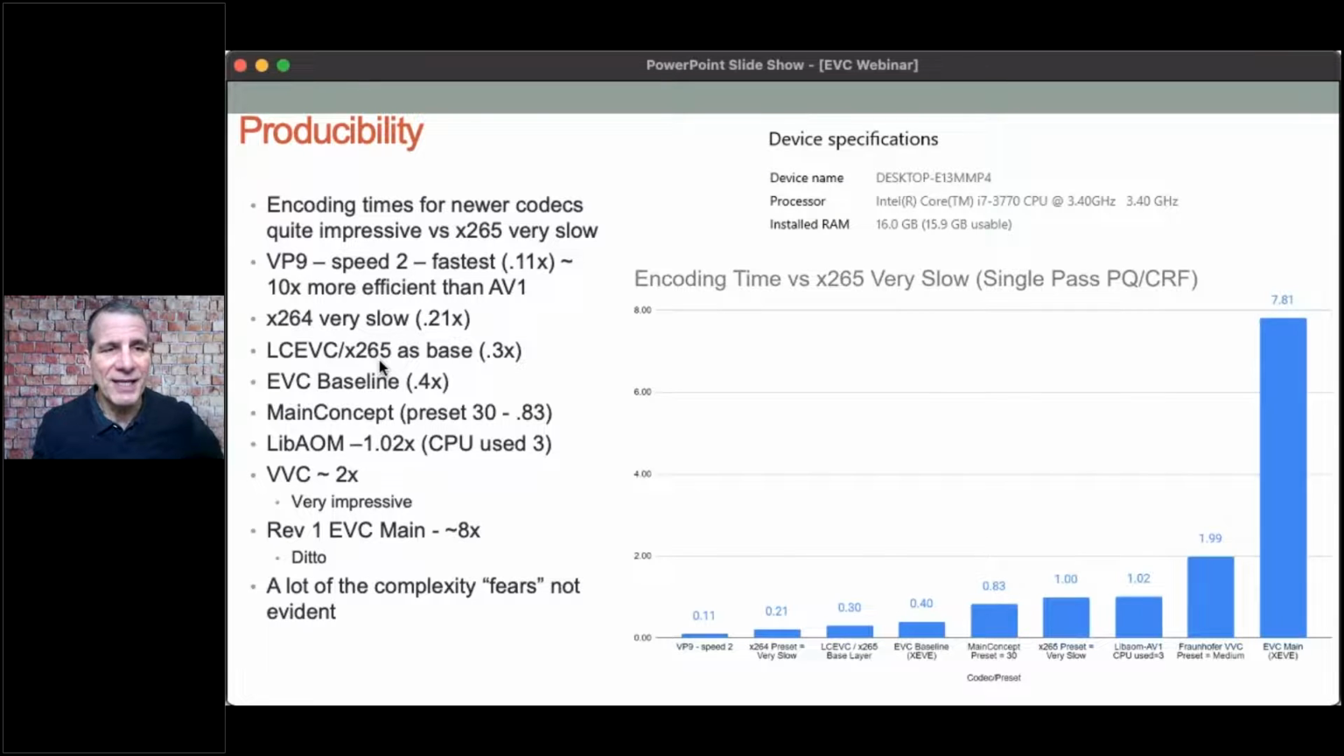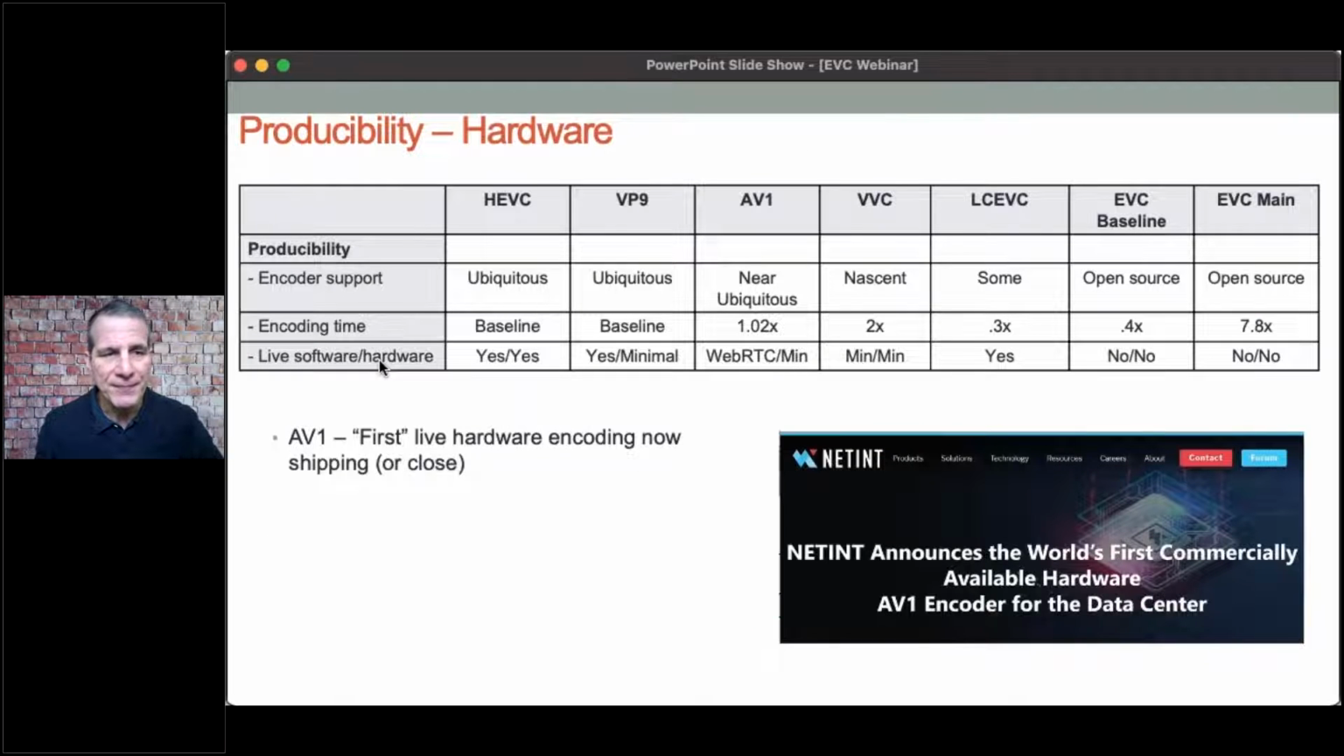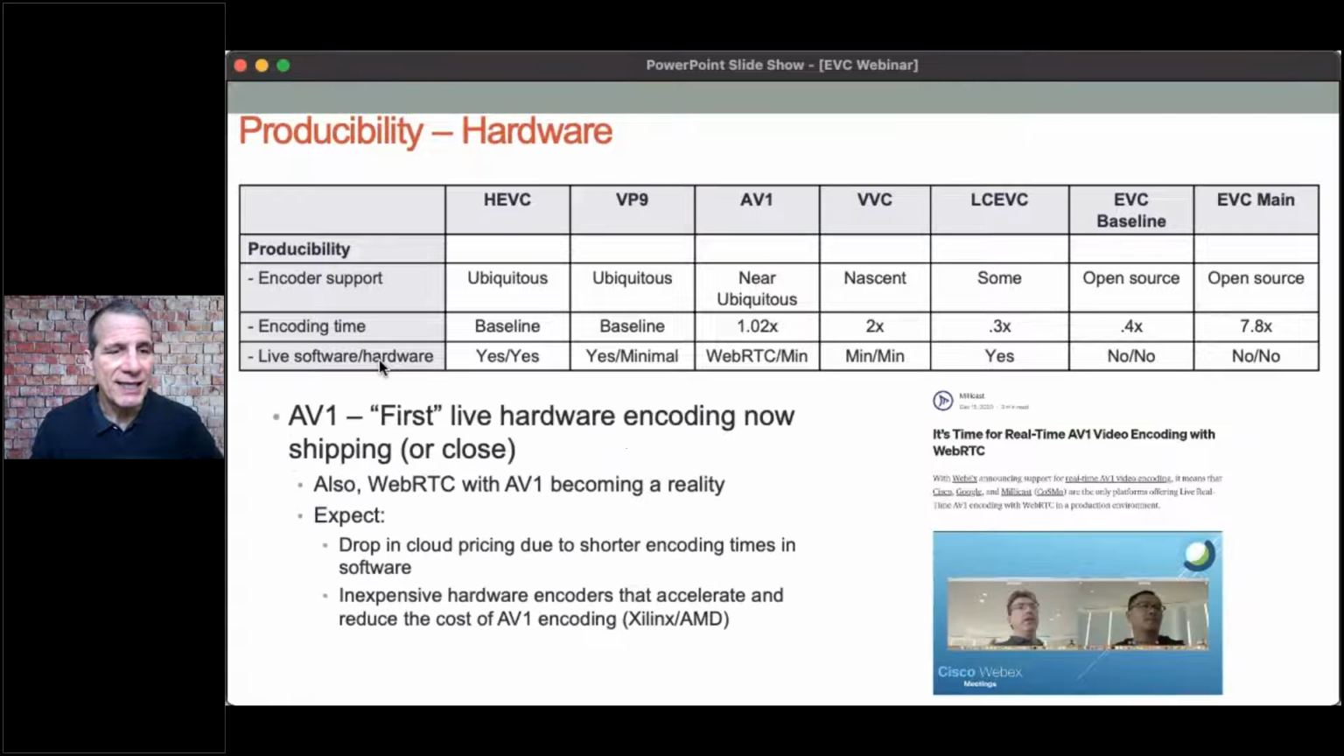So pretty impressive on that front. What about hardware? AV1, we saw the first live encoding hardware announced towards the end of, actually, I think this is April 2021, but I think it recently shipped. And I think we saw a bunch of companies, Vision ULR and Cisco making announcements about AV1 for WebRTC.